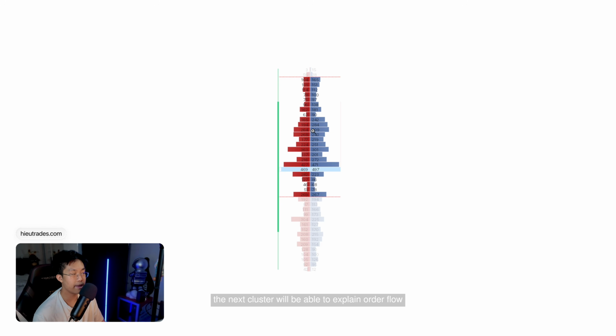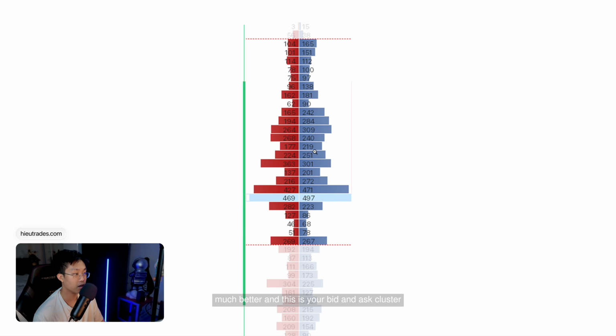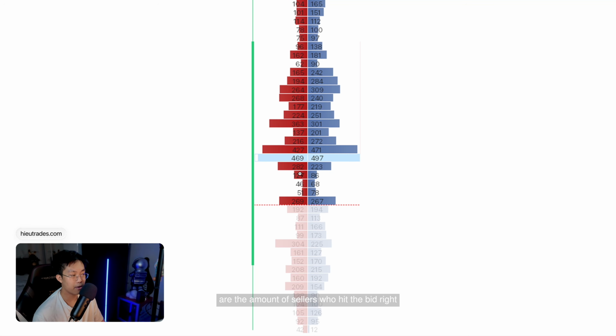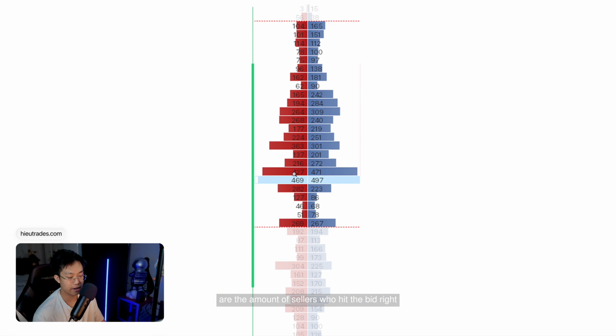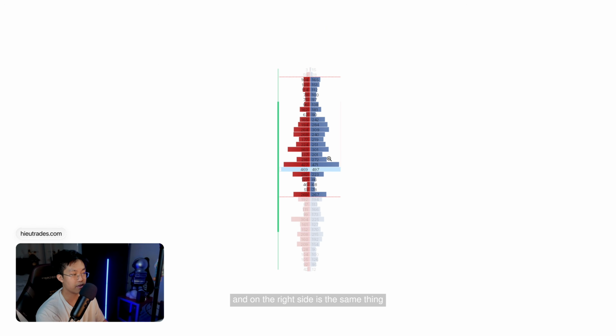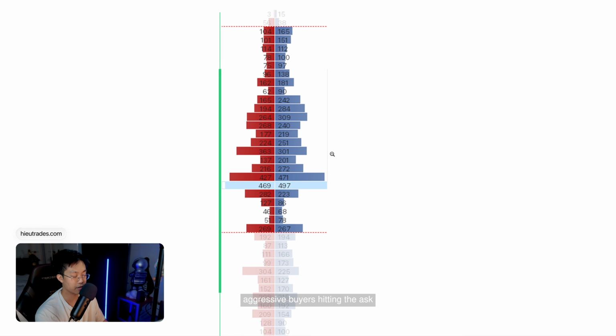The next cluster will be able to explain order flow much better, and this is your bid and ask cluster. So on the left side are the amount of sellers who hit the bid, right? The amount of successful transactions between aggressive sellers and passive buyers. And on the right side is the same thing, aggressive buyers hitting the ask. So the amount of aggressive buyers who were able to facilitate a successful transaction with passive sellers.